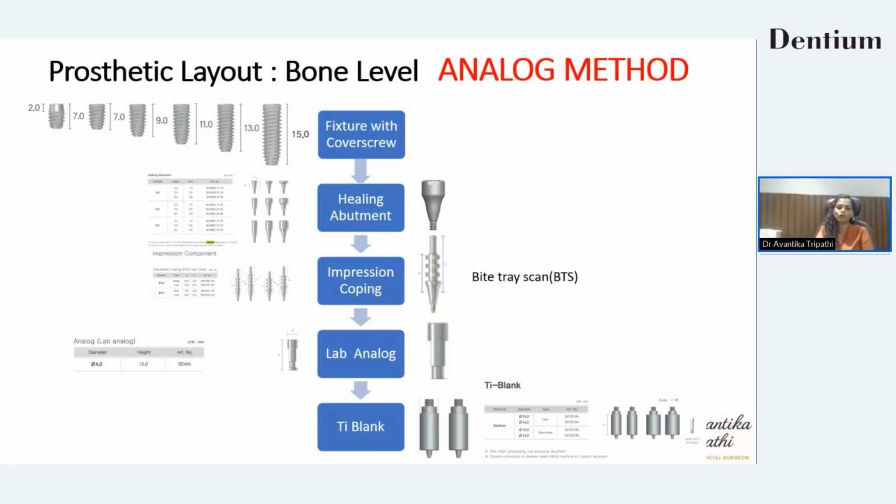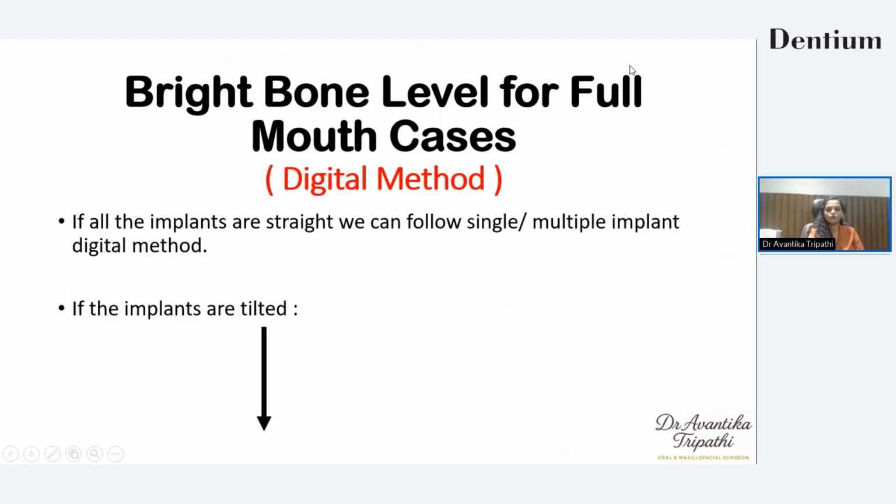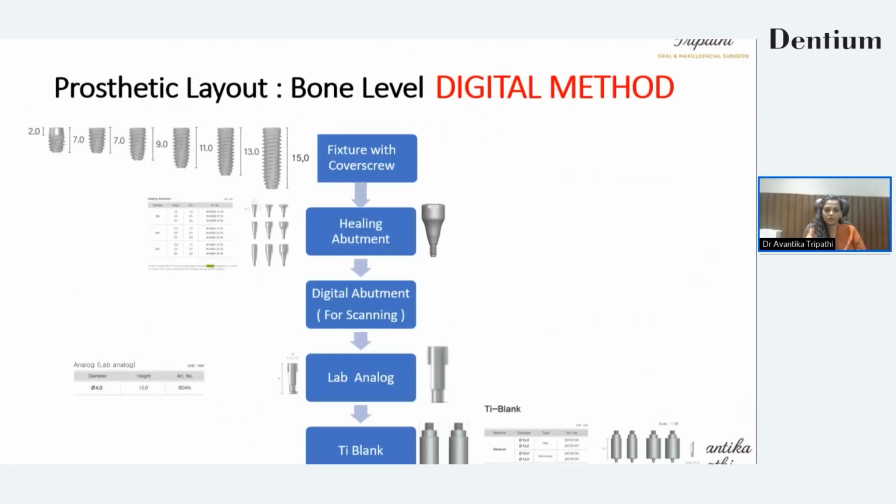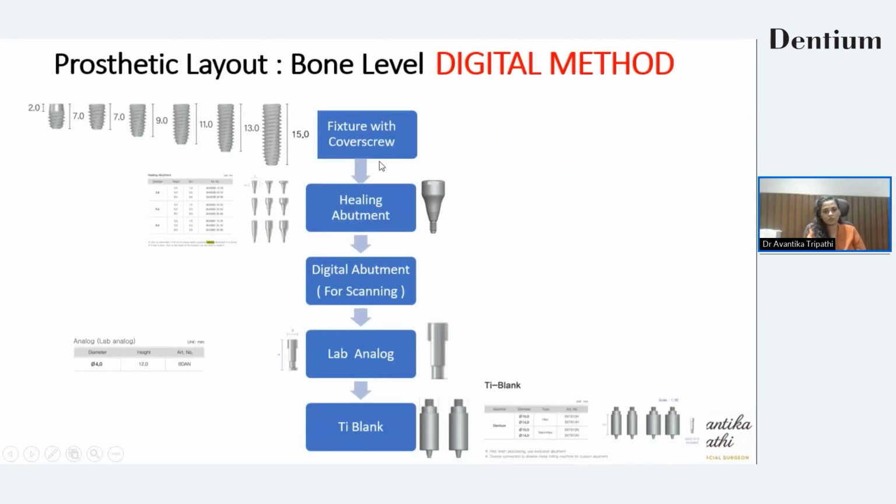If I am going to use bright bone level for full arch cases using digital method, and if I am going to place the implants tilted, then I am going to place the fixture with cover screw healing abutment. I am going to use the digital abutment for scanning, which data I'm going to send to the lab along with the lab analogs, and I'm going to send TI blank for the customization of the prosthesis that will do the angle correction as well as complete customization of the prosthesis.